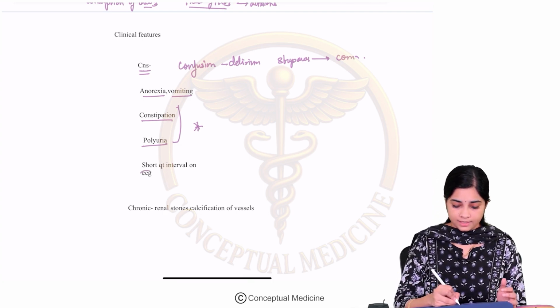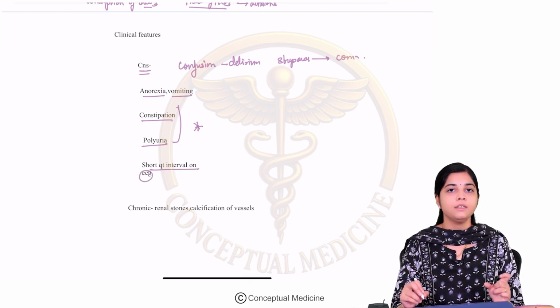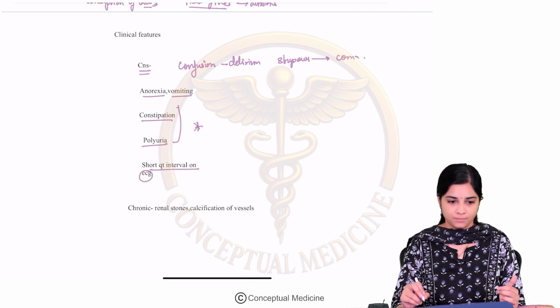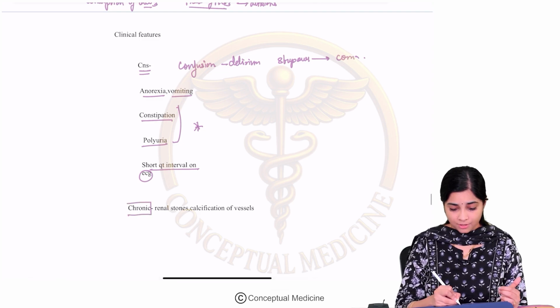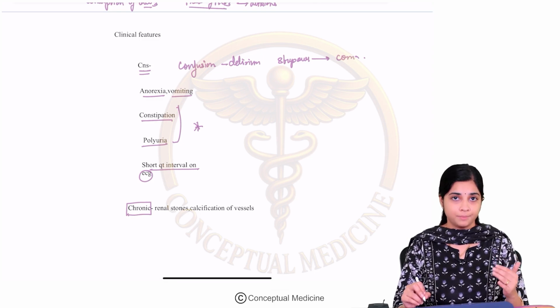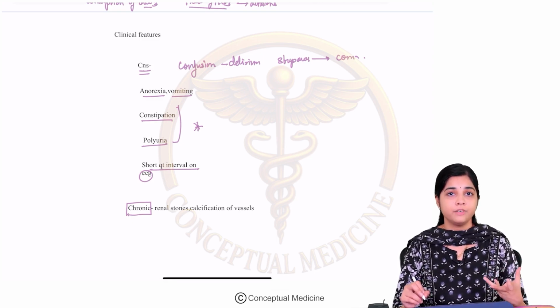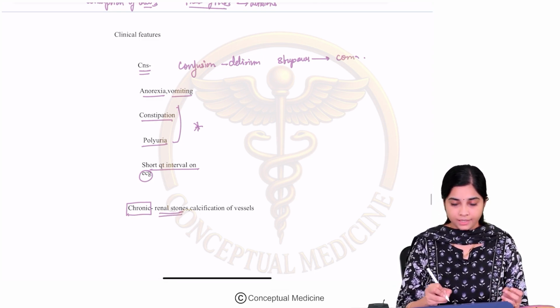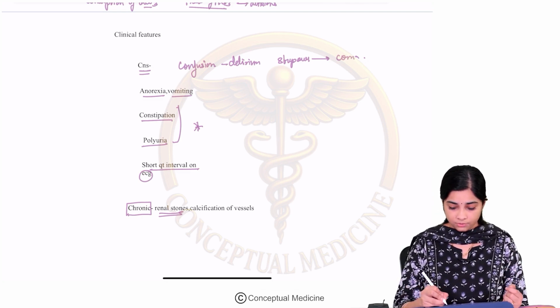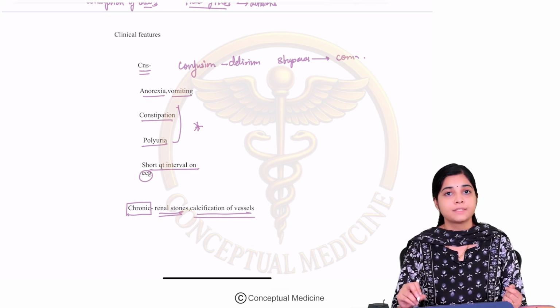Then on the ECG you have short QT interval. So the QT interval is shortened in hypercalcemia. Okay. So this is about your acute hypercalcemia. In chronic hypercalcemia, depending upon the degree of elevation of calcium, you can have calcification in your kidneys, you can have renal stones, you can have calcification of the vessels as well.